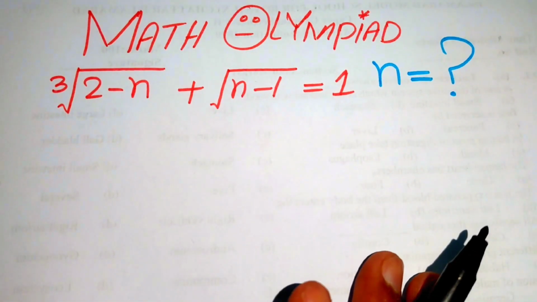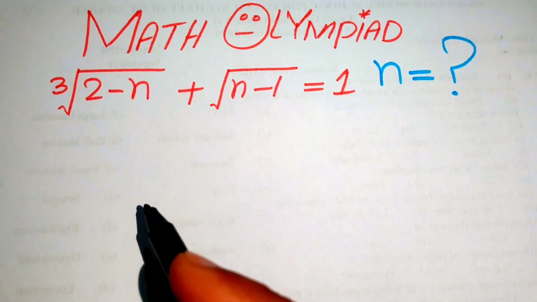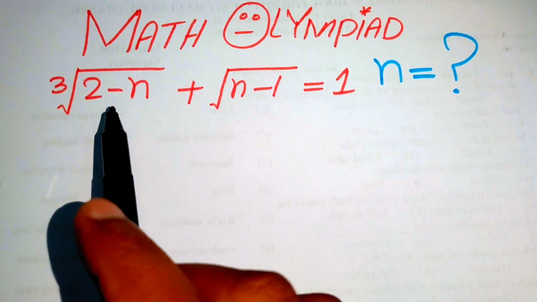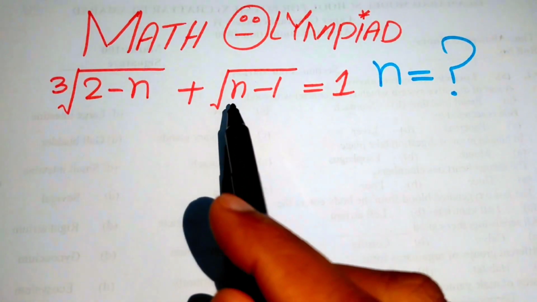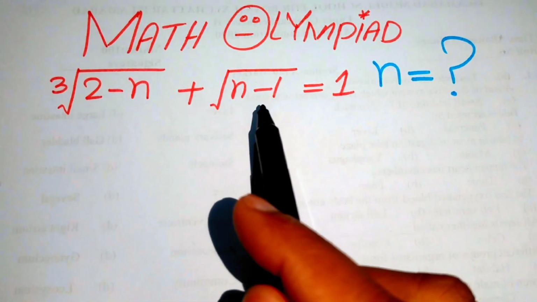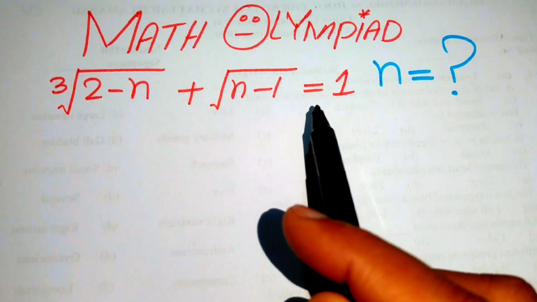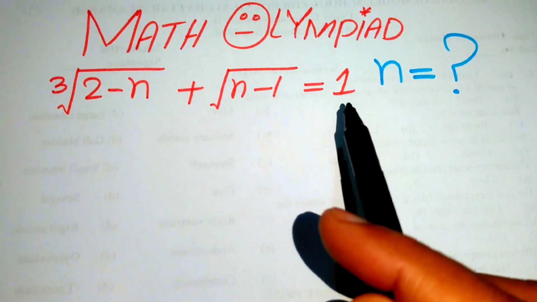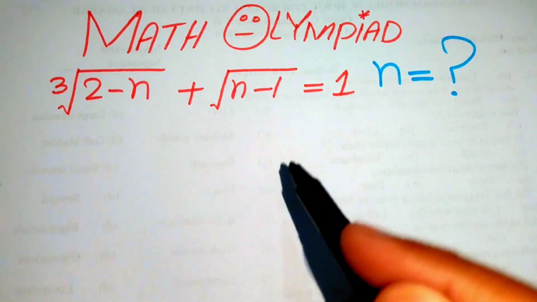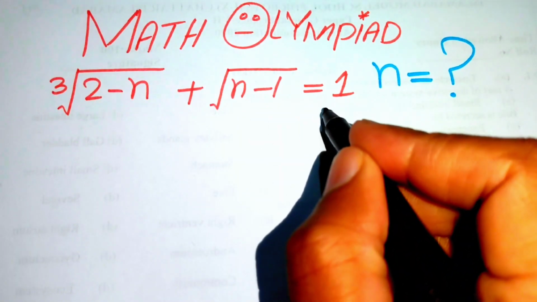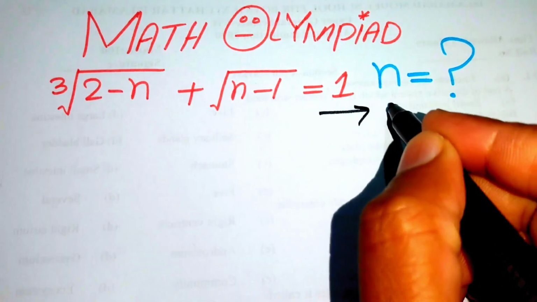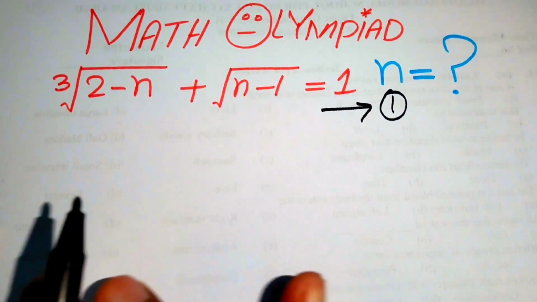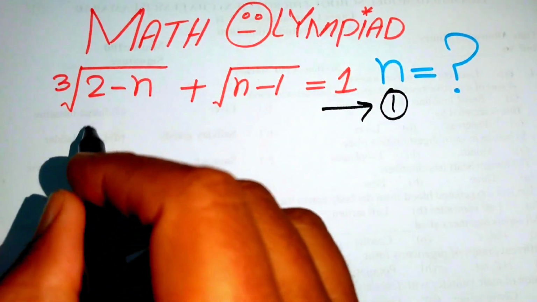In this video, we are going to solve this nice math Olympiad algebra problem. And here we have cube root of 2 minus n plus square root of n minus 1 equals to 1. And here we find the value of n. So the very first thing we are going to do is, we call this equation number 1, and here we make a little bit of substitutions.